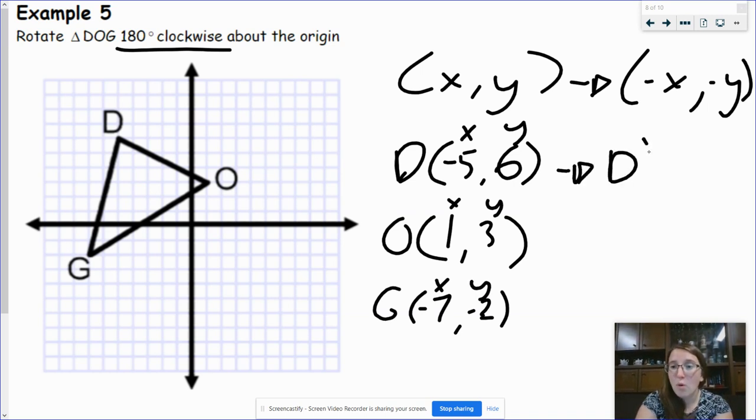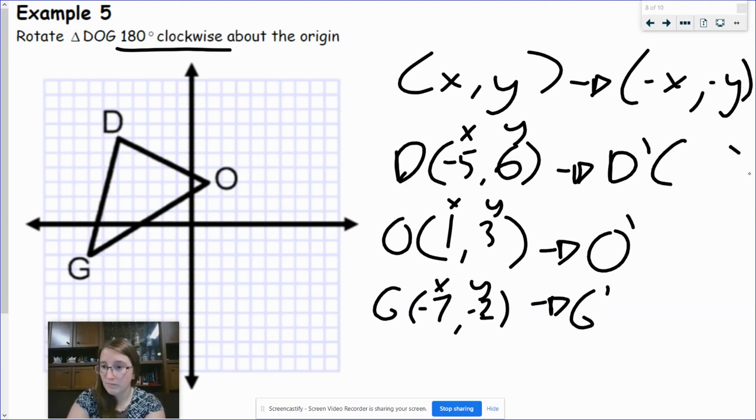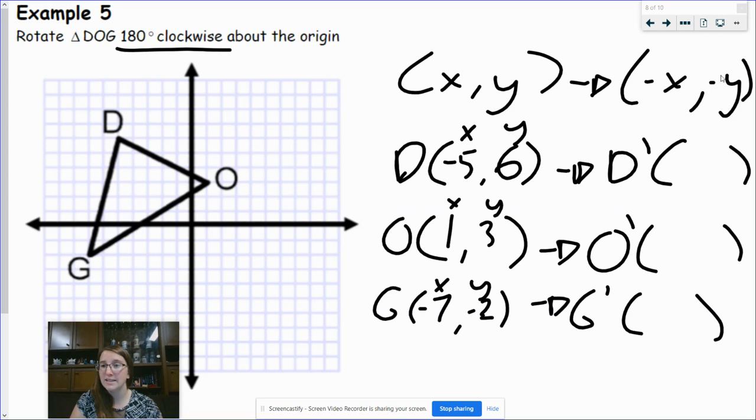My prime points, remember the prime is after we do the transformation. So after we do this rotation, my new points are going to instead look like this. Whatever my original X was, what's going to go here is the negative version of that. And I should say here the opposite version. You want to think about it like that. Negatives makes things opposite. Whatever my original Y was, my new thing here is going to be a negative of that.